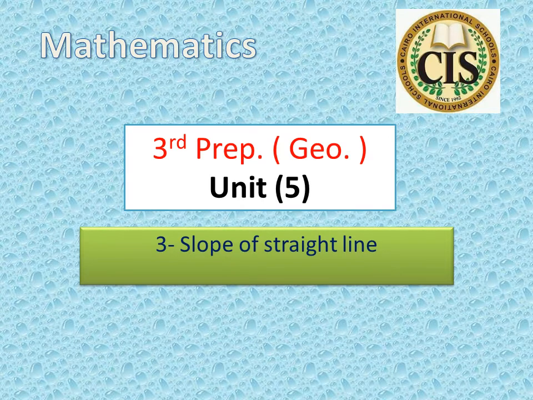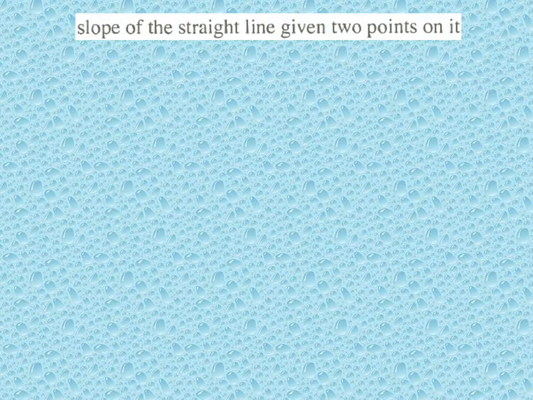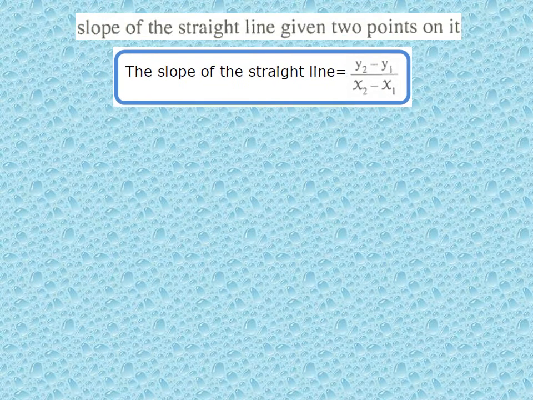Geometry, Unit 5. Slope. Slope of the straight line given 2 points on it. Its rule: the slope of the straight line equals y2 minus y1 over x2 minus x1.